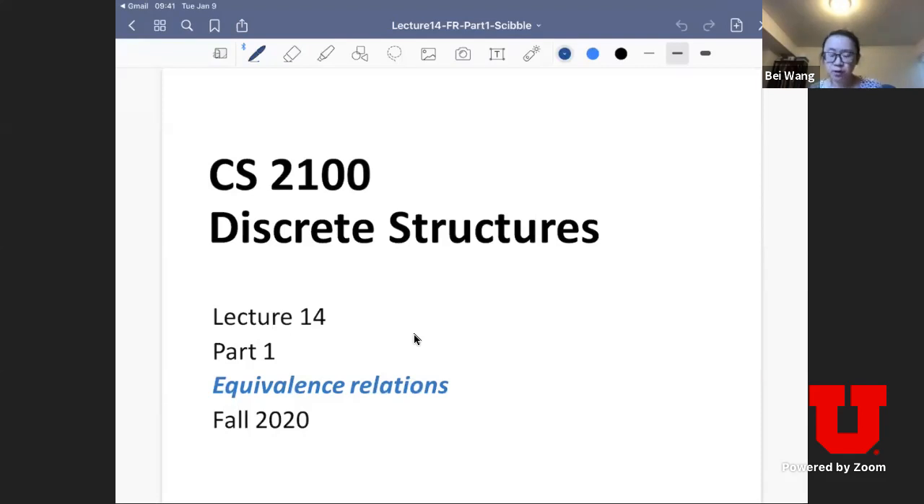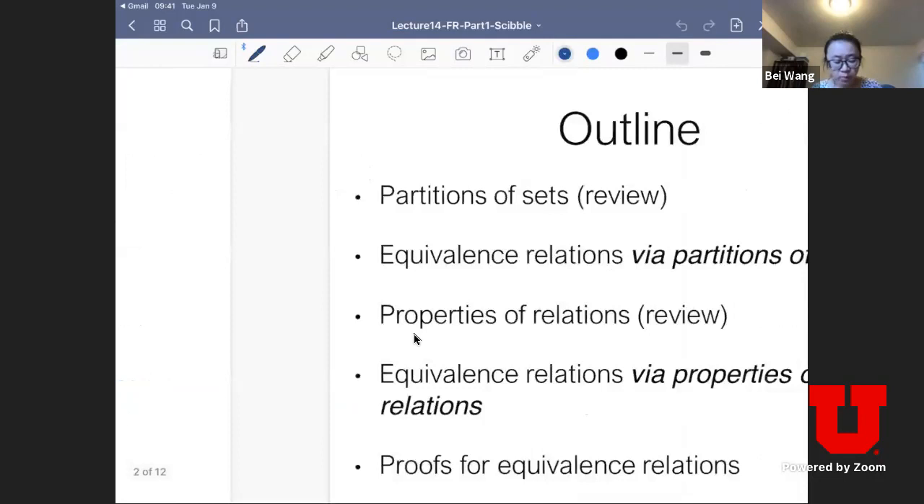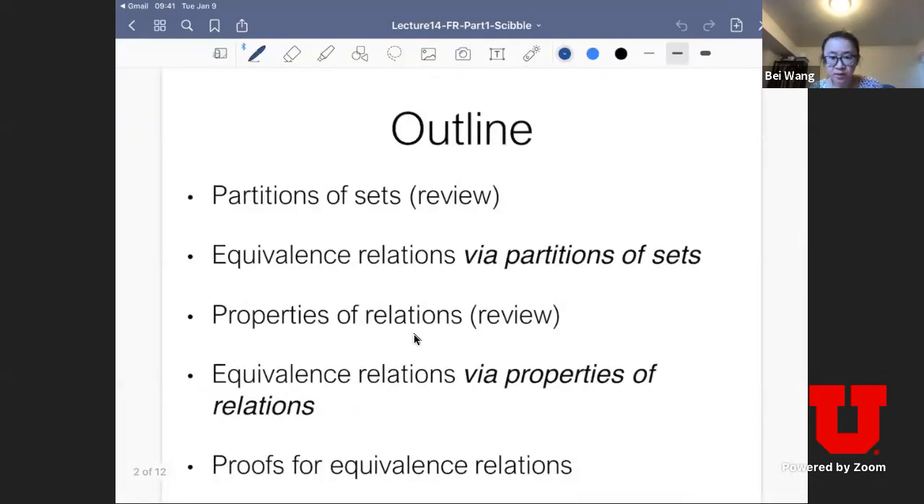This is a relatively short lecture about equivalence relations. We're going to review partitions of sets and define what an equivalence relation is based on partitions of sets, then give a review of properties of relations and talk about equivalence relations via those properties. And finally, we'll give one example of how to prove for equivalence relations.